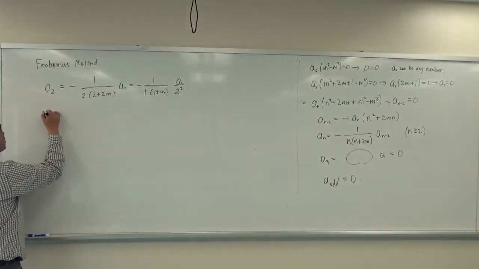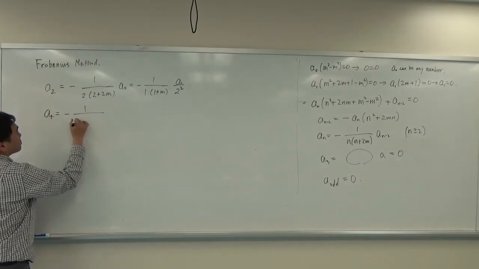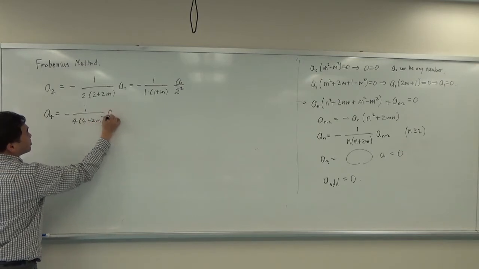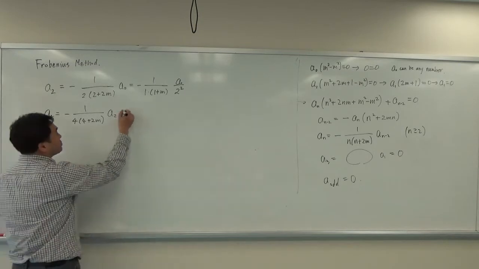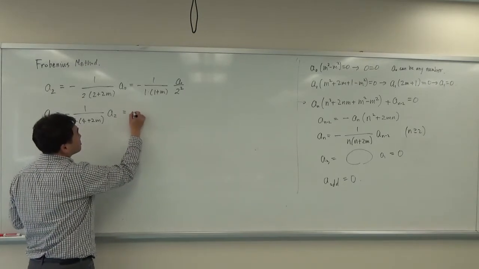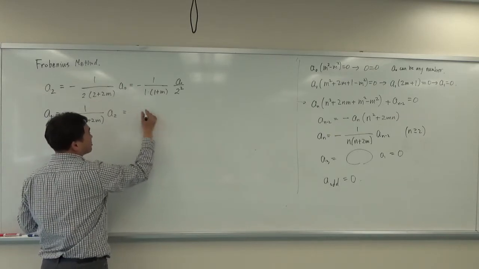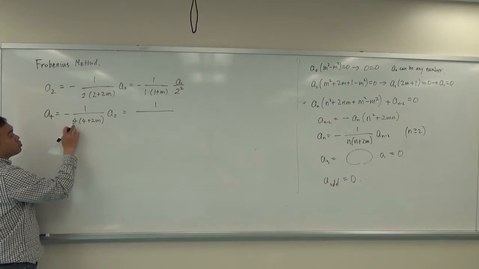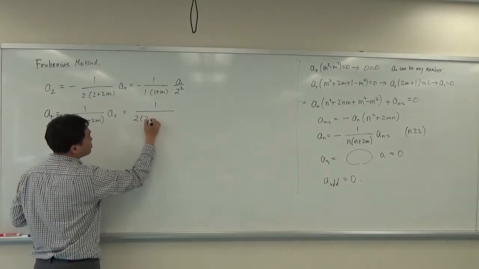So then what is a4? a4 would be negative 1 over 4 times (4 plus 2m) times a2. And this would be negative of negative, so it would be positive. And again, there's a 2, another 2 can be factored out, so it's 2 times (2 plus m).